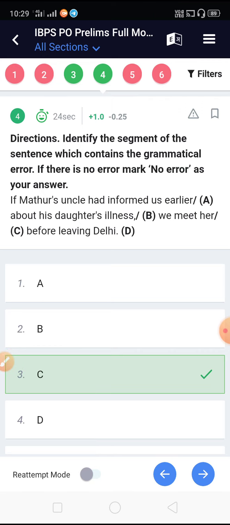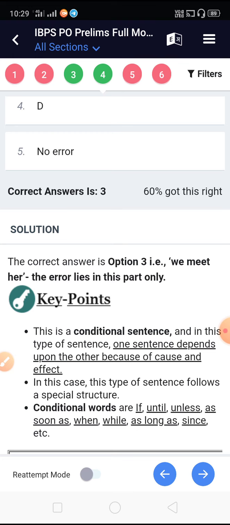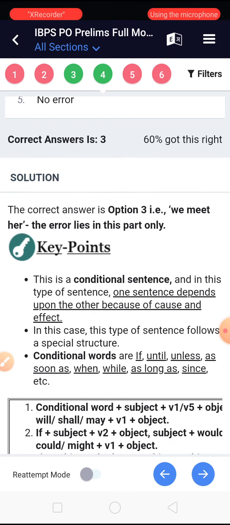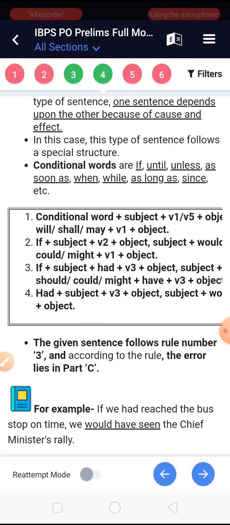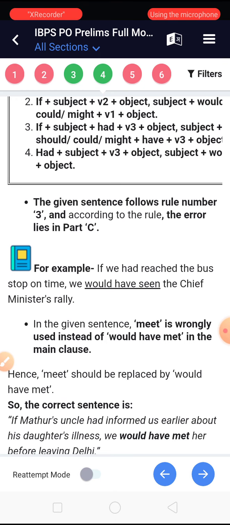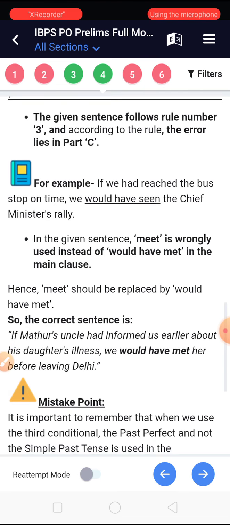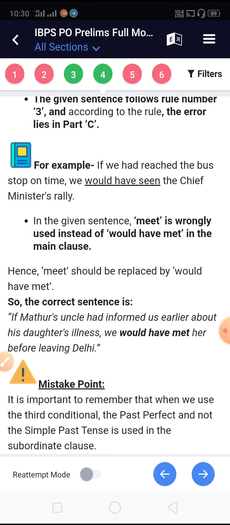If Mathura uncle had informed us earlier about his daughter's illness, we would have met her before leaving Delhi. The error is in C: "we meet her" is wrong. This is a conditional sentence, and the type of the sentence depends on the condition. If the main clause has "would have met", the structure must be "would have met her before leaving Delhi".